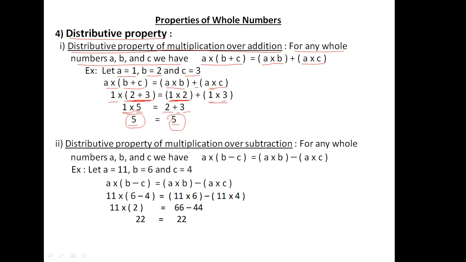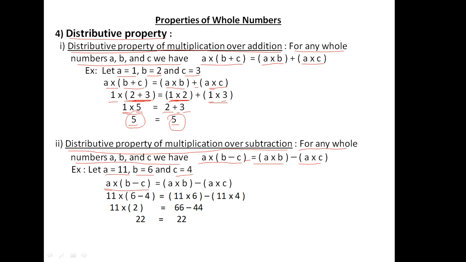Now we will move to the next one, that is the distributive property of multiplication over subtraction. This says that for any whole numbers a, b and c, we have a × (b - c) equals a × b - a × c. In this one we have to see the example. Suppose a equals 11, b equals 6 and c equals 4. Now we will write the LHS part first, a × (b - c).